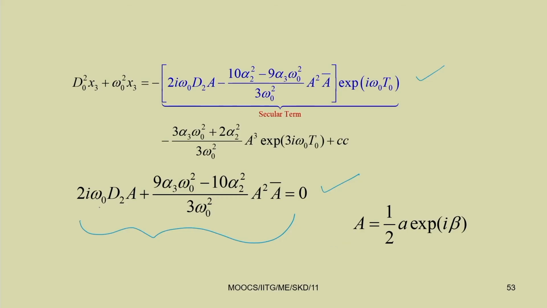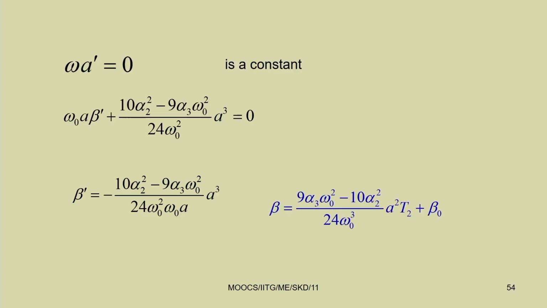Here, now, 2 I omega 0 d2 A plus (9 alpha 3 omega 0 square minus 10 alpha 2 square) by 3 omega 0 square A bar equal to 0. Already you know A is a complex number, so we can write it in its polar form, A equal to half a e to the power I beta, where a and beta are real numbers. Now, substituting this in the equation, we get omega 0 a dash equal to 0.